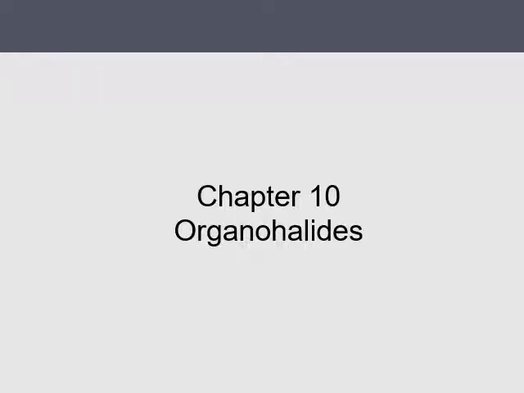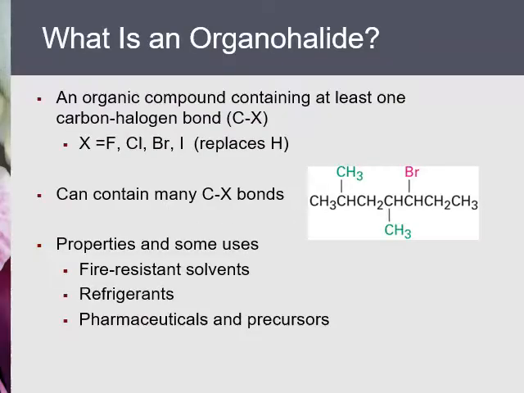Chapter 10, Organohalides. In the first section, we are going to learn the naming and the synthesis of organohalides. Halogen elements include fluorine, chlorine, bromine, iodine. An organohalide is an organic compound containing at least one carbon-halogen bond. Organohalides have many uses, including fire-resistant solvents, refrigerants, pharmaceuticals, and precursors.